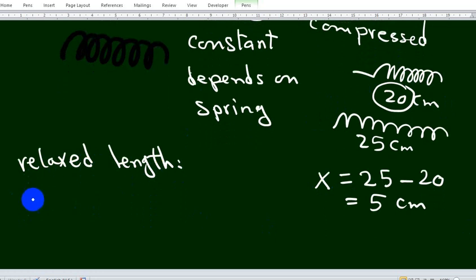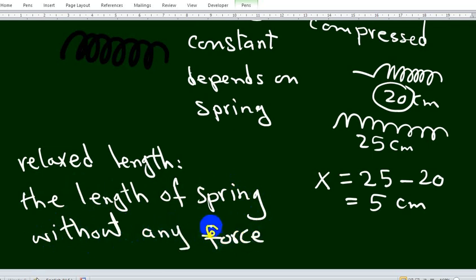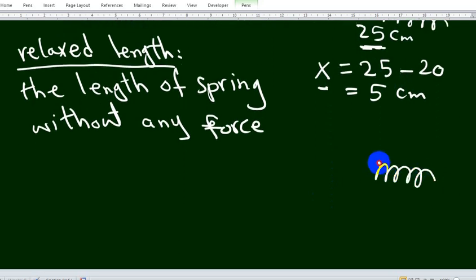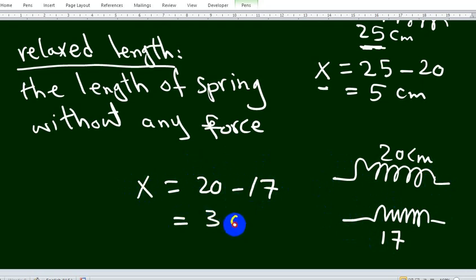What's relaxed length? The length of the spring without any external force. It's called relaxed. If the spring is stretched, its length will increase. The difference between the increased length and the relaxed length is x here. Also, if you have a spring whose relaxed length equals 20 centimeters, and you compress it to become 17, so x here equals the difference between them, which is 20 centimeters minus 17 equals 3 centimeters.